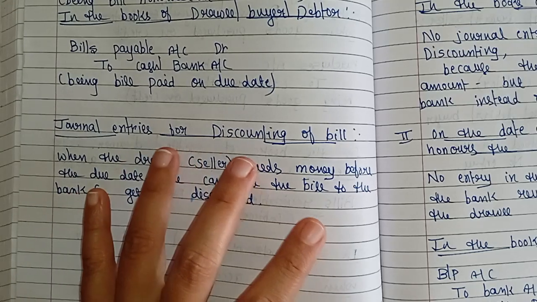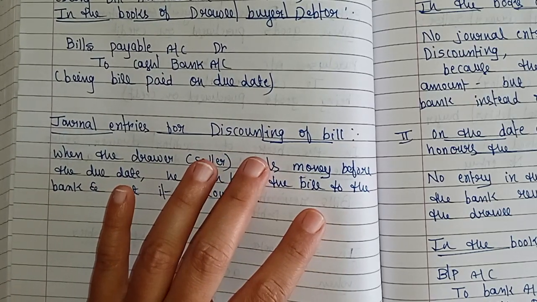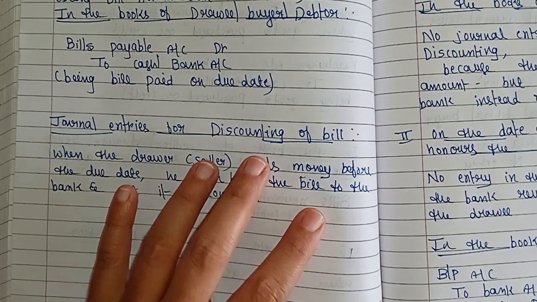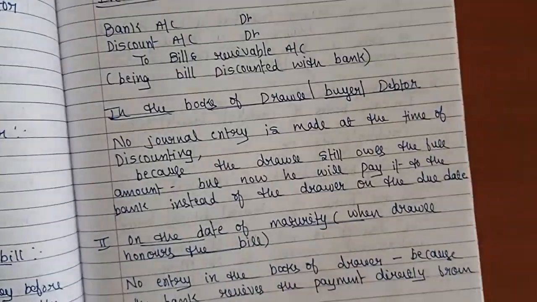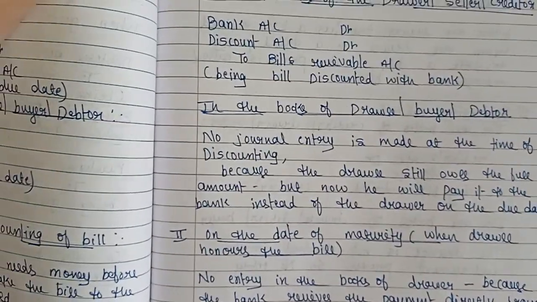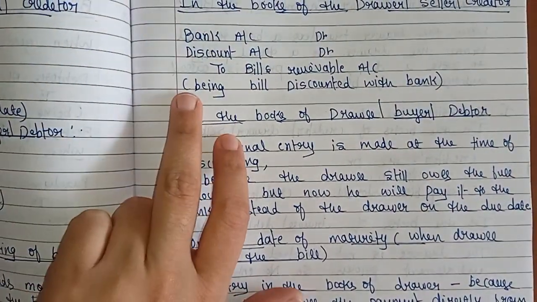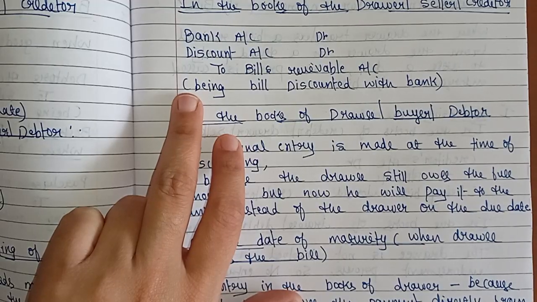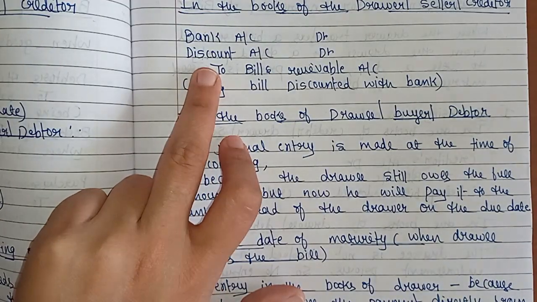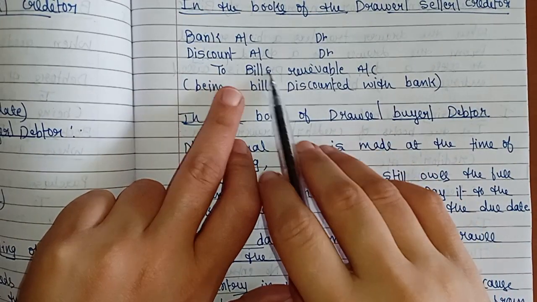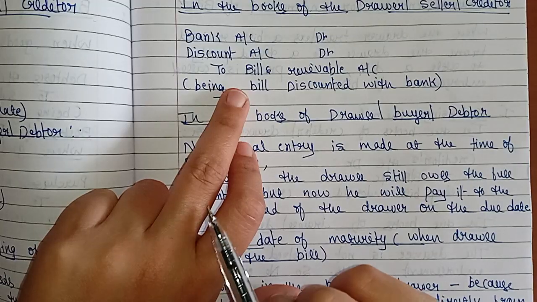Clear? So what is the journal entry for discounting of bill? At the time of discounting, in the books of drawer, seller or creditor: bank's account debtor, discount account debtor, to bills receivable account.